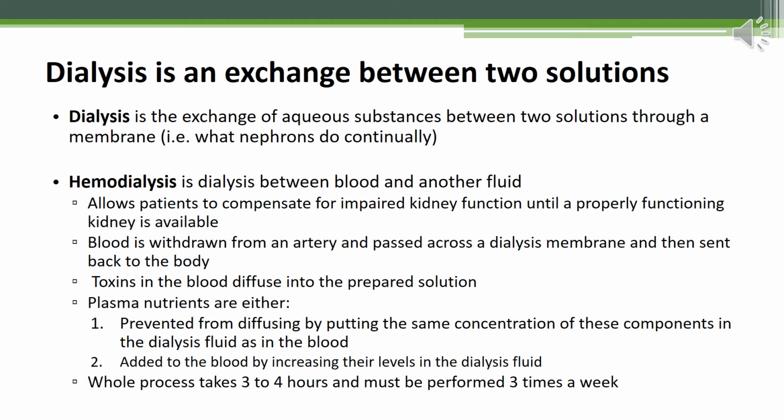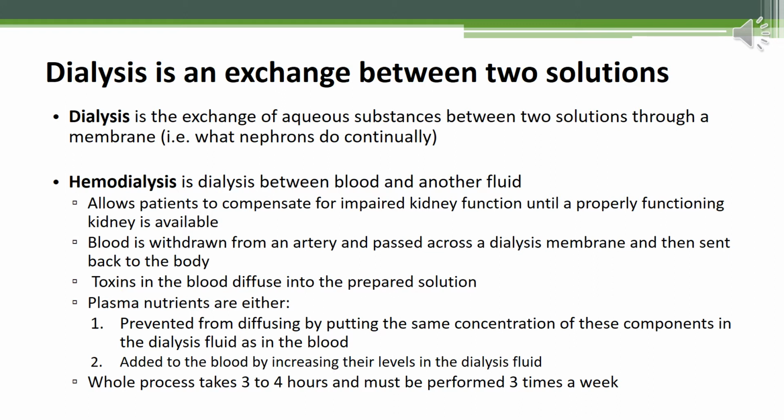One way of treating kidney disease is through dialysis. Dialysis is the exchange of aqueous substances between 2 solutions through a membrane, and this is actually what the nephrons do continually. Hemodialysis is the actual dialysis between blood and another fluid, and this process allows patients to compensate for their impaired kidney function until a properly functioning kidney is available for transplant. And in this process, the blood is withdrawn from an artery and passed across a dialysis membrane, and then it's sent back to the body.